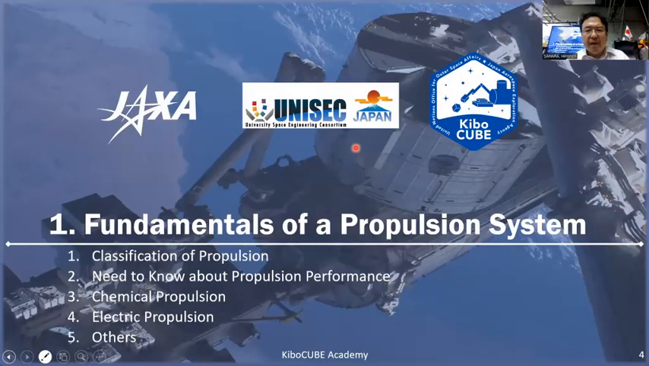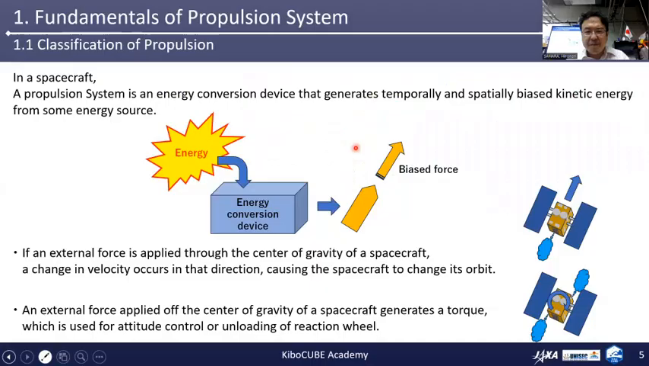Let's start with the basics of propulsion system. I would like satellite designers to understand the basics of propulsion system and not leave it to propulsion engineers. A propulsion system is an energy conversion device that converts some energy source into temporary and spatially biased kinetic energy. The kinetic energy is used to change satellite's orbit and attitude, and this is accomplished by a propulsion system.